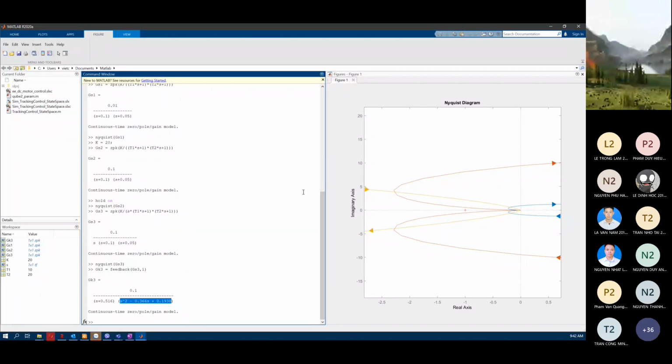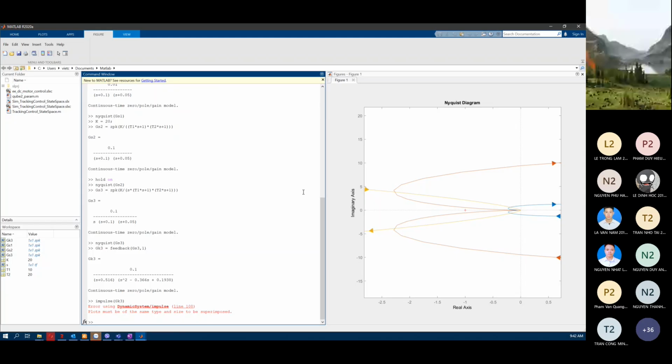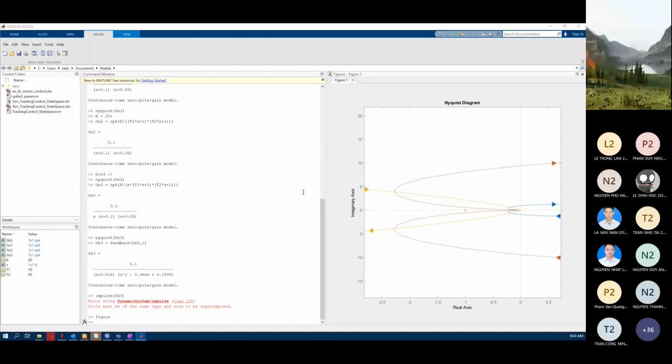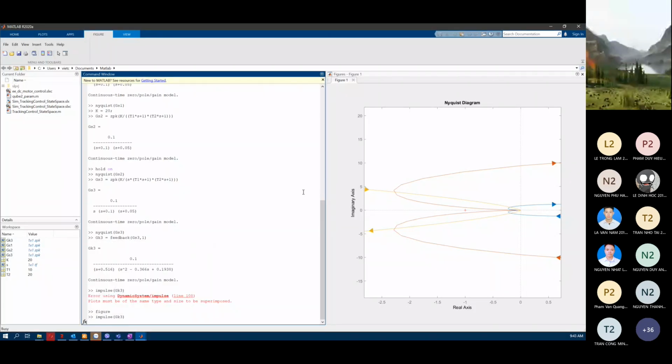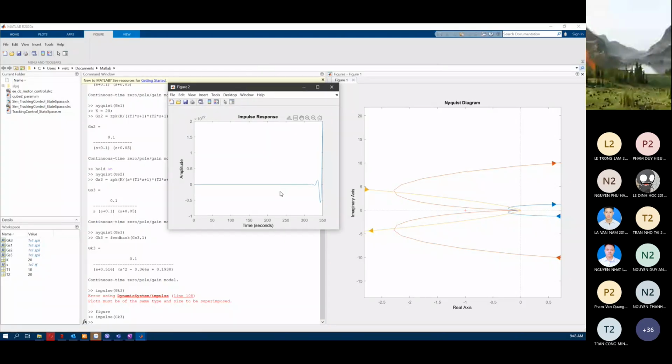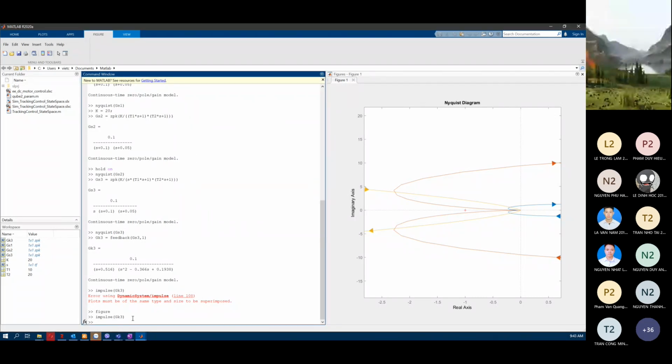Here we see, for example, the impulse of GK3, that means the closed loop system. I want to open another. Yes, you will see here, this is the impulse response of the system, and we see clearly that the system is unstable here. Or we can do it like this.